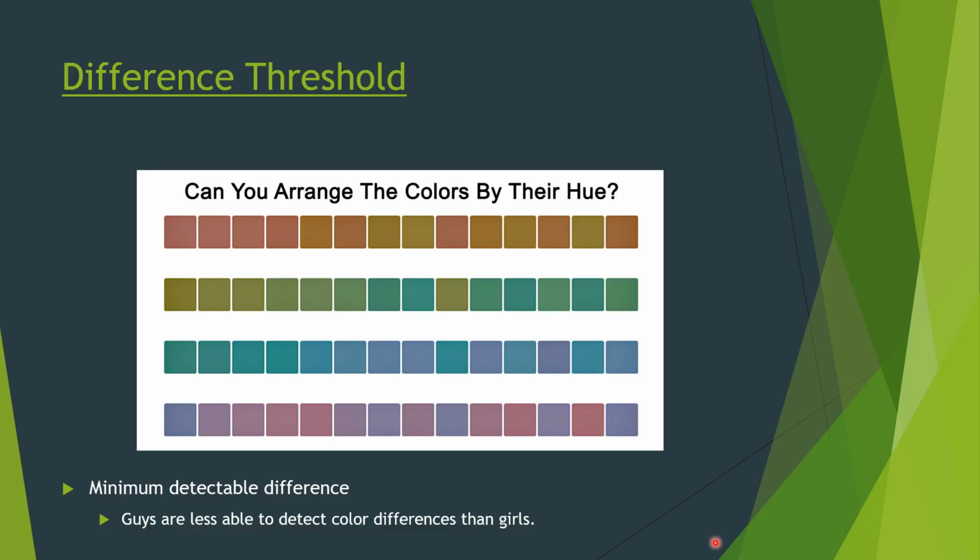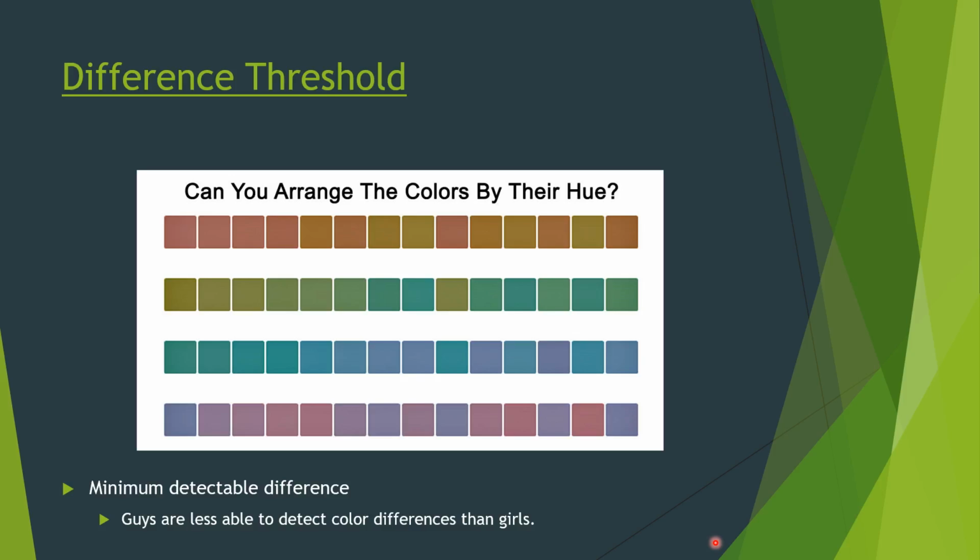Okay, so here's difference threshold. Very similar to the absolute threshold, where absolute threshold was the minimum amount of information for you to detect any stimulus. A difference threshold is the minimum amount of difference for you to detect a difference. So not just is there something, but is there a difference between these two things?